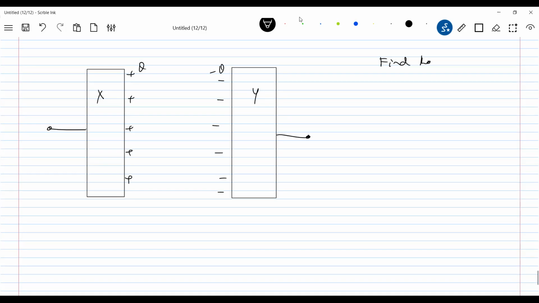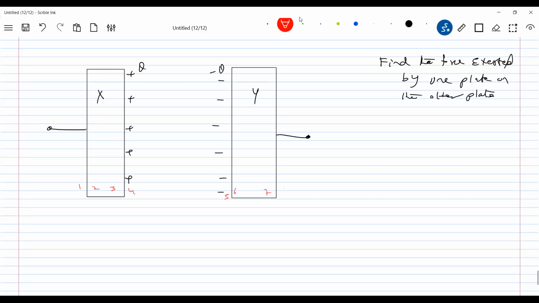Find the force exerted by one plate on the other plate. This is the thing. So this particular positive charge which is there will produce a field. So again, give the name. I think we used to give it according to Gauss law. The direction of forces is towards each other.